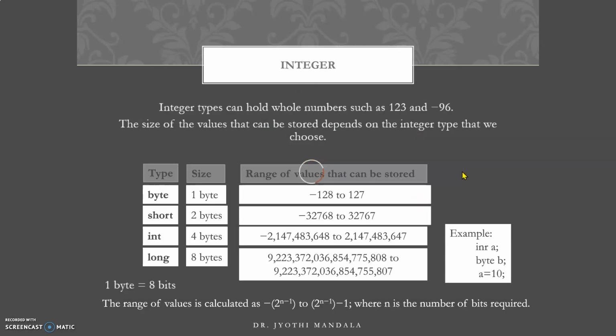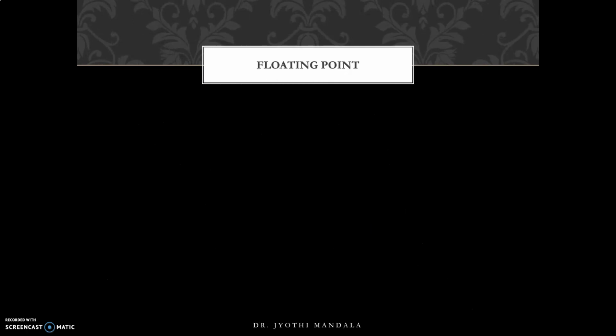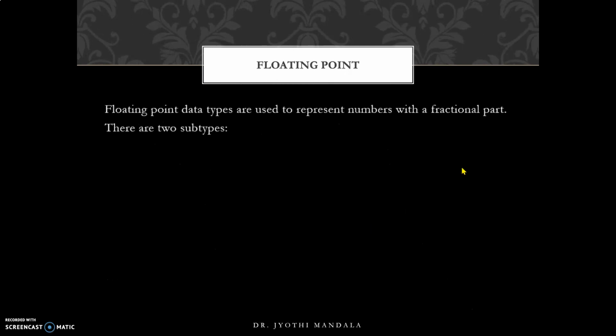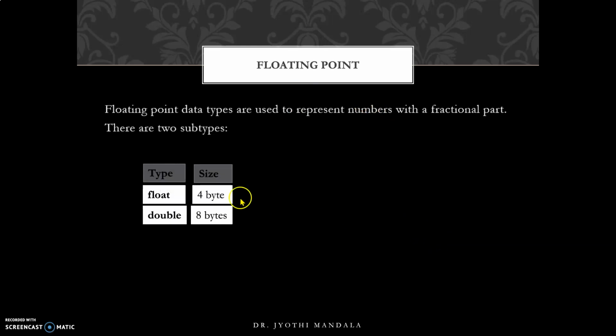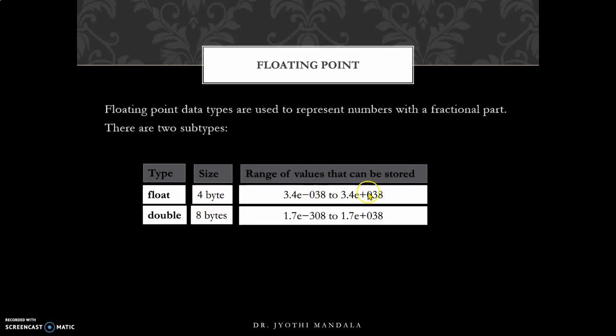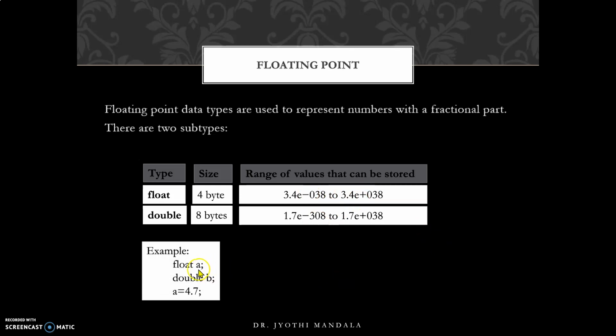Now coming to floating point, if you want to use it, we can store a fractional part also, where we have two subtypes, float and double. The size will be 4 bytes for float and 8 bytes for double, and the range will be from here to here. If you want to see the example, float a, double b, here a is holding a fractional part. Like this you can store. Only these two are used to hold the fractional part. The only difference is the size: 4 bytes here, 8 bytes here.